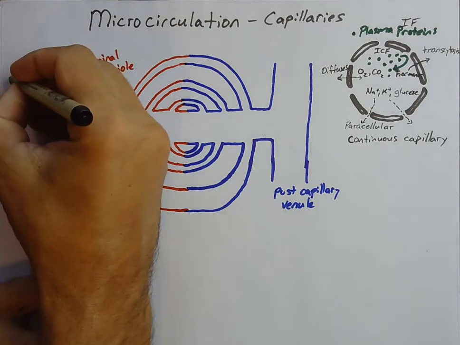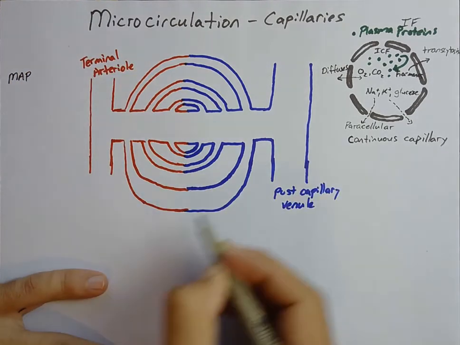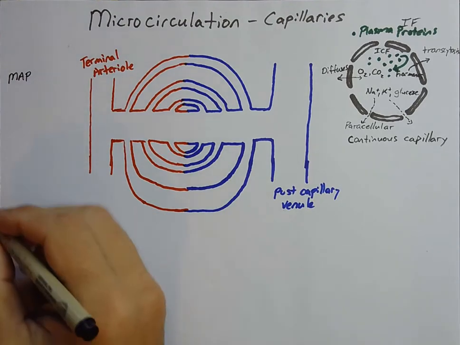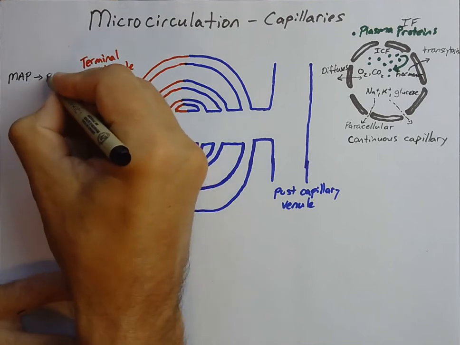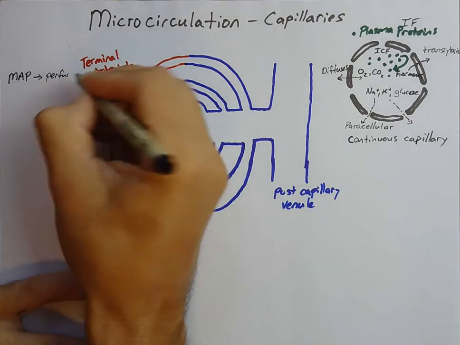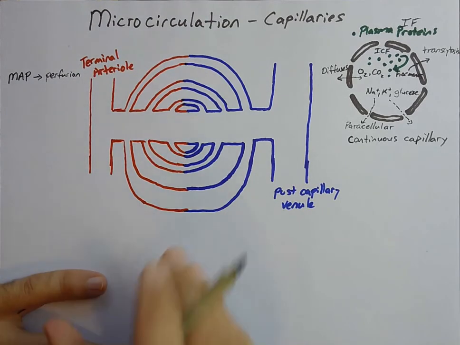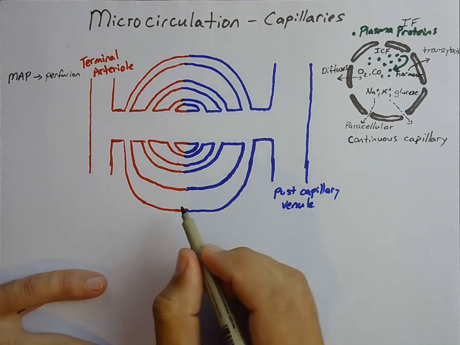So when we start thinking about what's happening at the level of the tissues, we say, hey, we got some mean arterial blood pressure. And that mean arterial blood pressure is promoting perfusion. Okay, it's promoting perfusion of those tissues. How does it do that? So that's what I want you guys to start focusing in on.